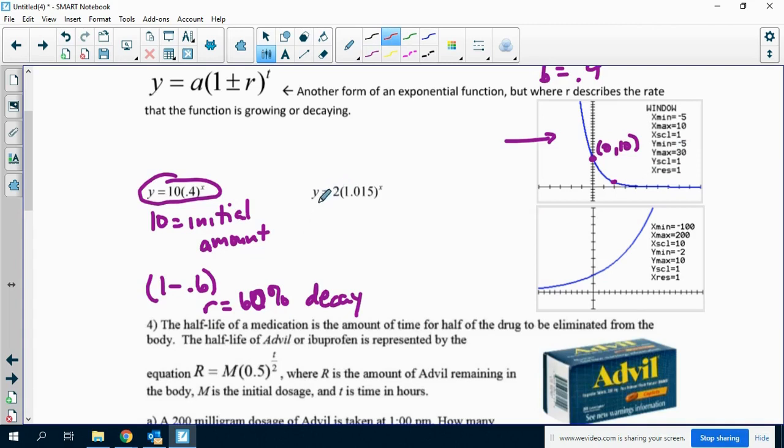Now, if I have y equals 2 times 1.015 to the x, 2 is the initial amount.